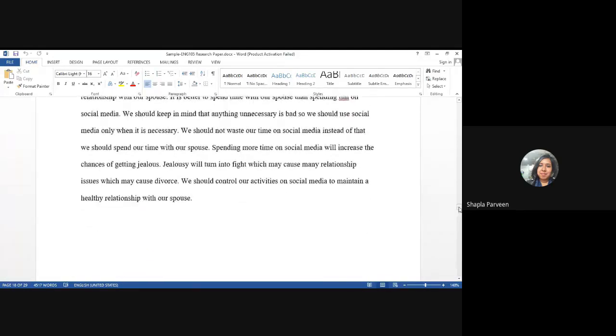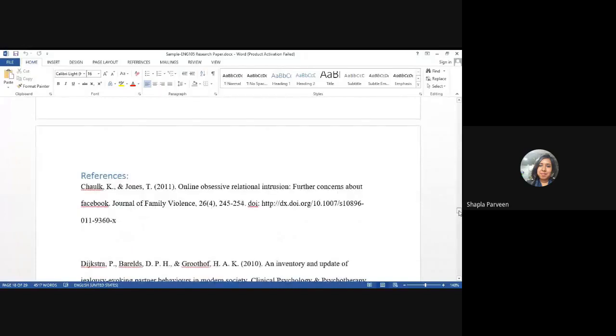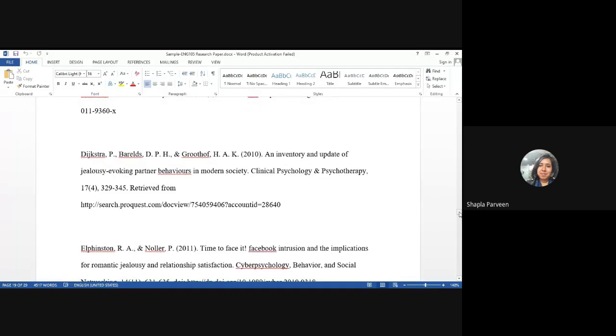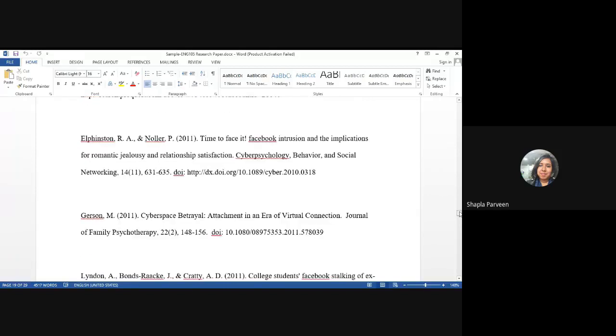And then you have the reference section where you provide full references of the sources that you had borrowed information from. Okay, so you must have a minimum of 5 references. 5 is the very minimum. Normally when you do research, we read many articles.